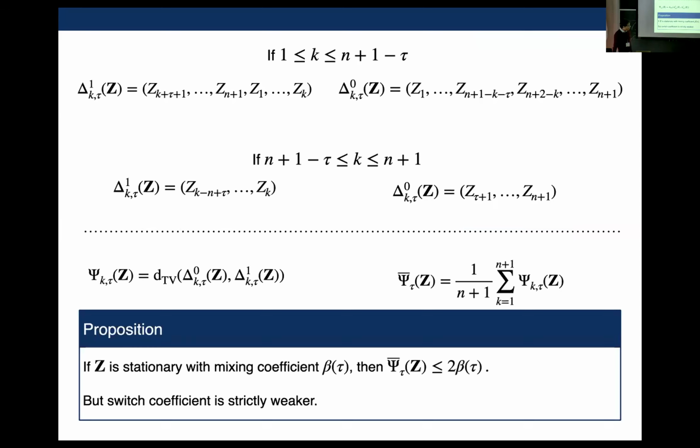So the proposition is the following. Because this is in some sense inspired by the beta mixing definition, really the switch coefficient is actually bounded by the beta mixing coefficient up to a factor 2. But it's strictly weaker because it generalizes exchangeability. It doesn't really generalize independence, right? An exchangeable sequence has psi equals 0, but it need not be beta mixing.